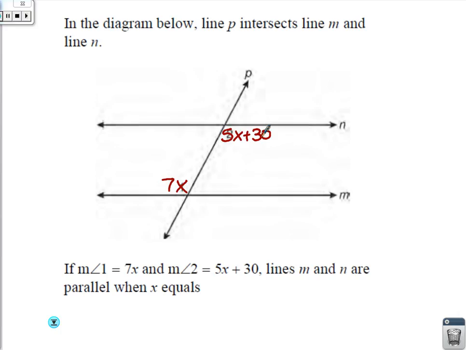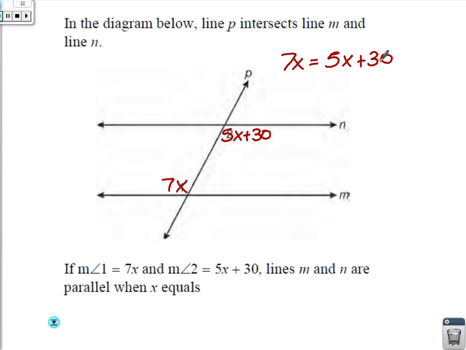Let's remind you of what the angle pairs are: corresponding, alternate interior, alternate exterior, same side interior, same side exterior. These two angles are on opposite sides, so alternate interior. Alternate interior angles are equal. 7x will have to equal 5x plus 30. Here's your list. Alternate interior equal. Alternate exterior equal. Corresponding equal. The only two that are supplementary are same side interior and same side exterior.